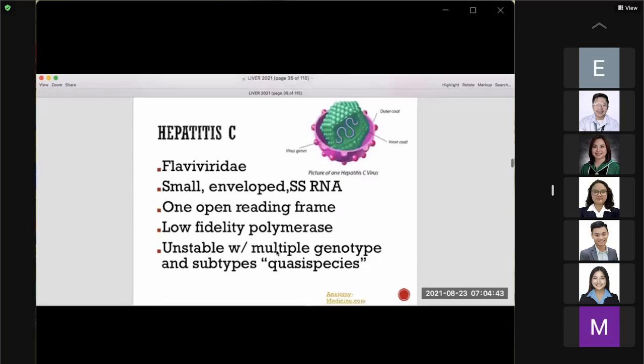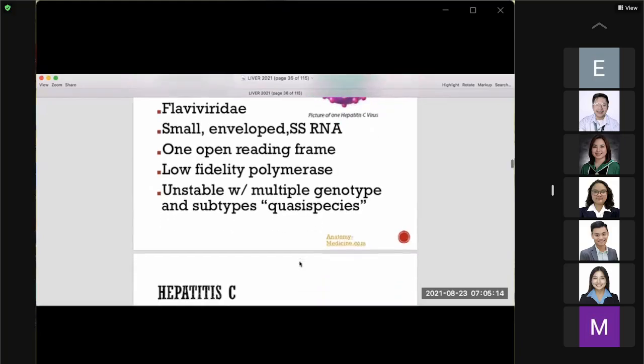The third one is hepatitis C. It is a Flaviviridae. It is small, it is enveloped, and it is a single-stranded RNA virus. It has one open reading frame. It has this low fidelity polymerase, so this is highly mutable. It is unstable with multiple genotypes and subtypes. Okay, so it is known as quasispecies.